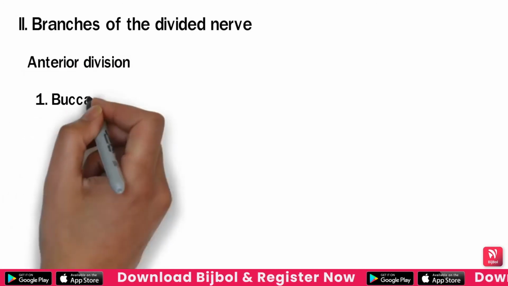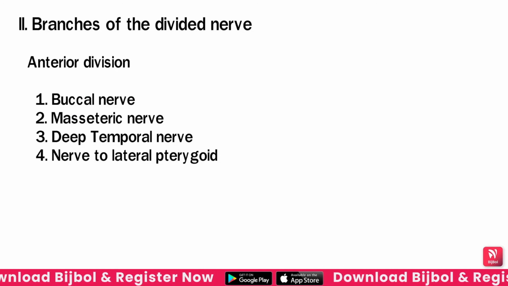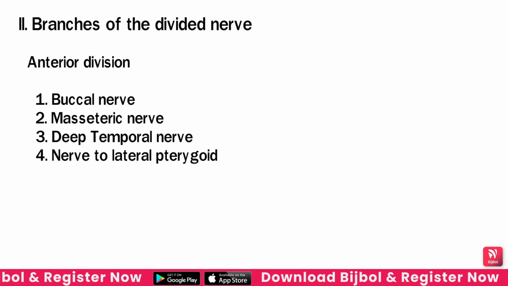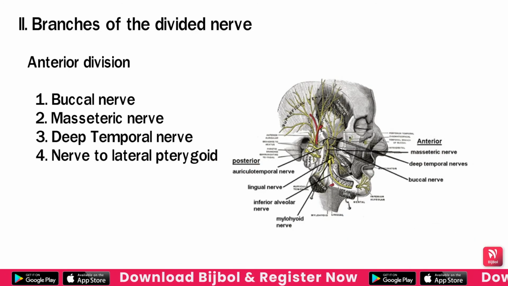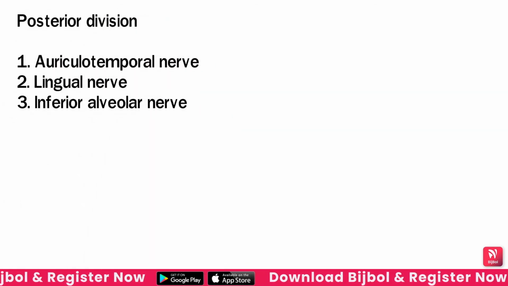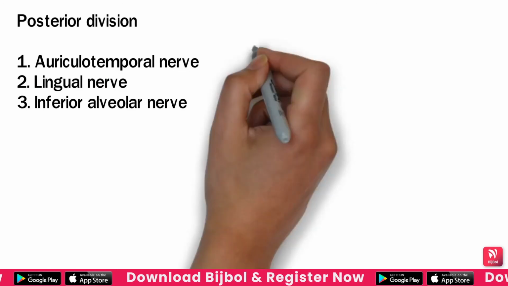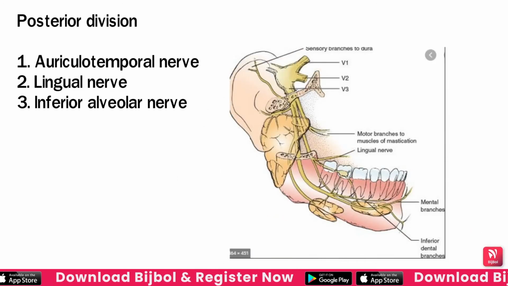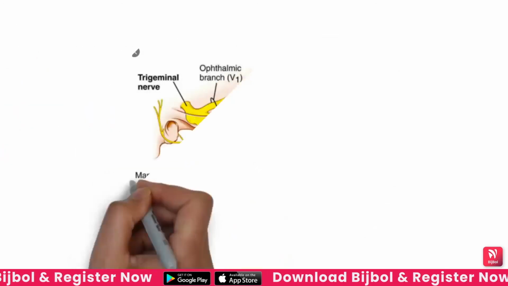Now, the branches of the divided nerve, which is again divided into the anterior division and the posterior division. What are the branches of the anterior division? They are the buccal nerve, masseteric nerve, deep temporal nerve and nerve to lateral pterygoid. This diagram indicates the anterior division of the mandibular nerve, that is the buccal. Now, coming to the posterior division. What are the posterior division branches? They are the auriculotemporal nerve, lingual nerve and the inferior alveolar nerve. This diagram shows the lingual nerve and the inferior alveolar nerve.